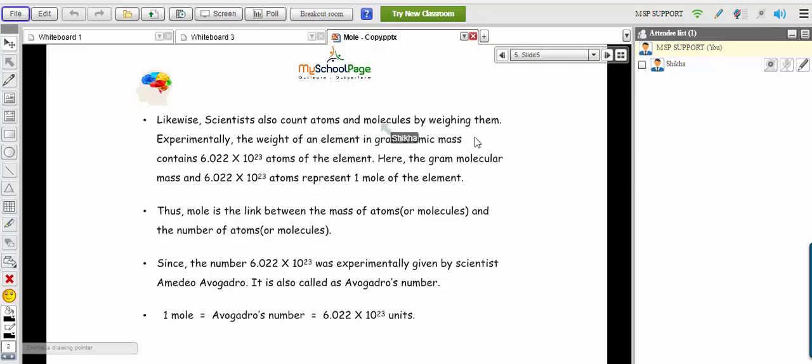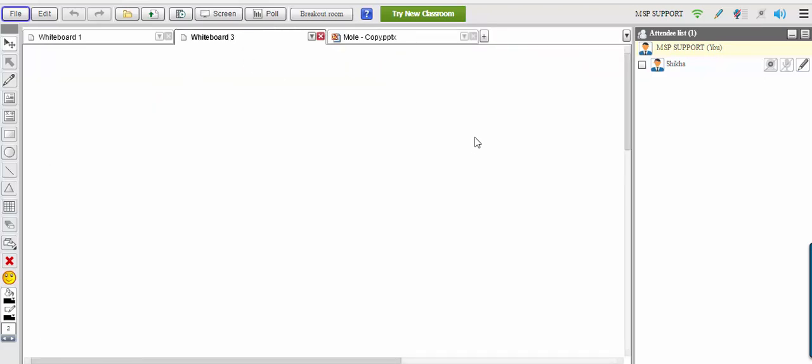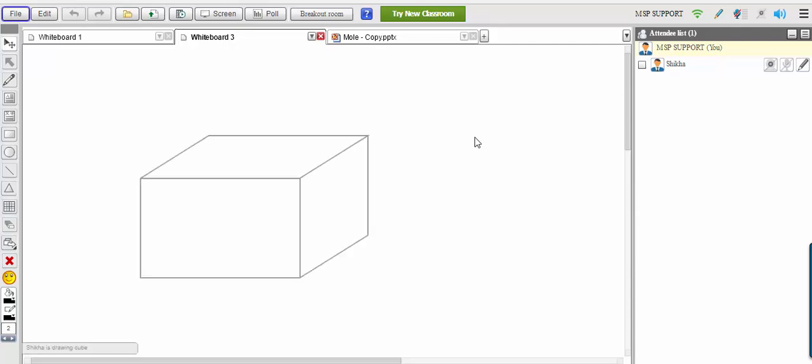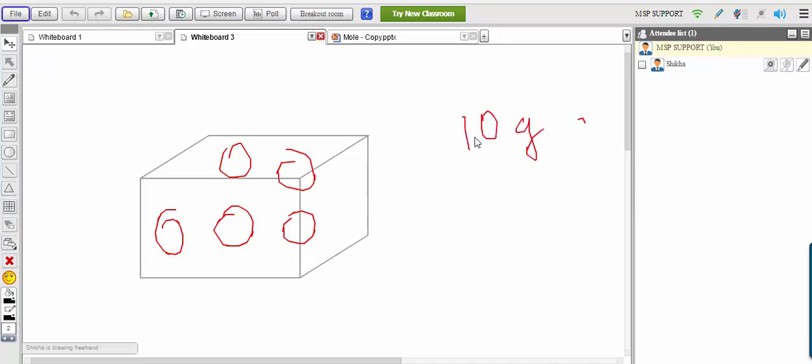Why was it so important for us to understand this concept of mole? Because this is the bridging concept which relates the number of particles to the mass of that particle. To understand this, we can take one more example. Suppose I take a box, and into this I put 5 balls, where each ball weighs 10 grams.